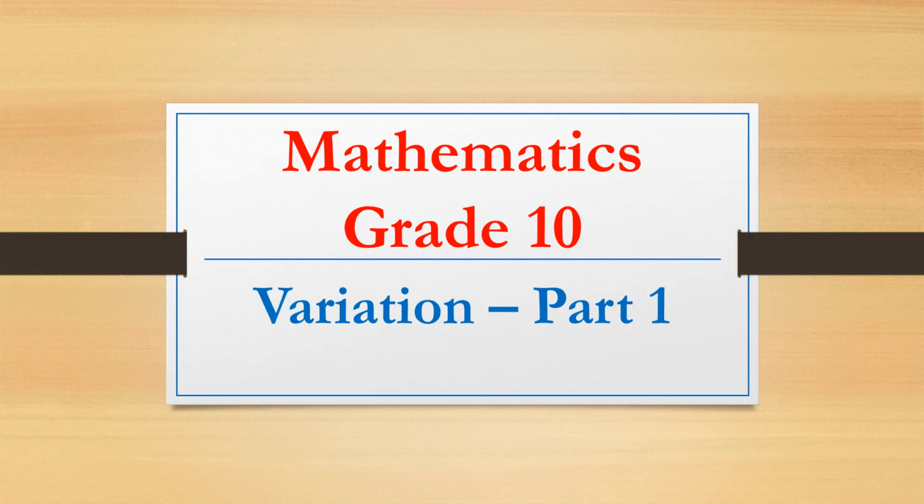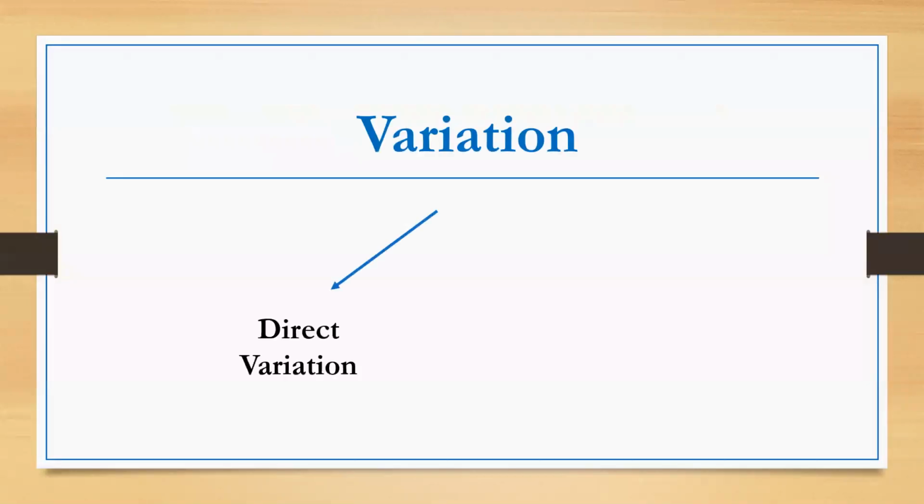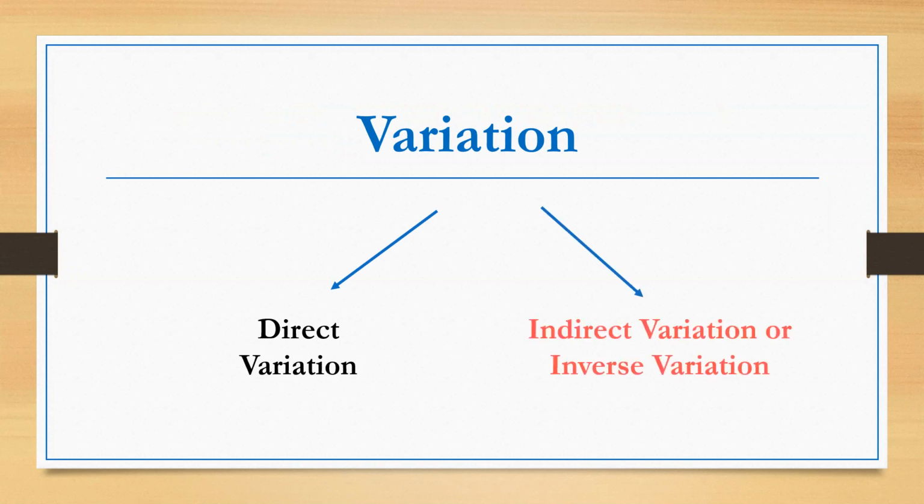The topic for today is variation. This topic has been divided into two parts, and the first part is direct variation, which we are going to consider today. So as I have mentioned, variation is divided into two parts. We have direct variation and indirect variation, or most commonly known as inverse variation.